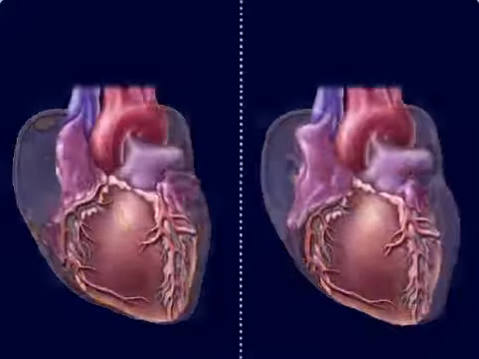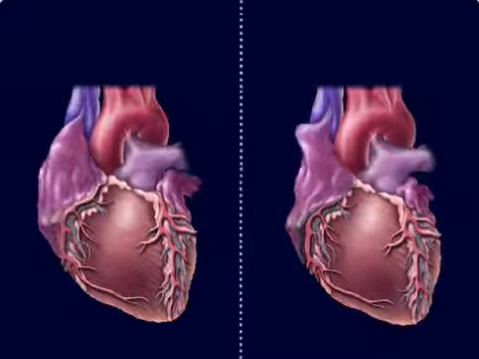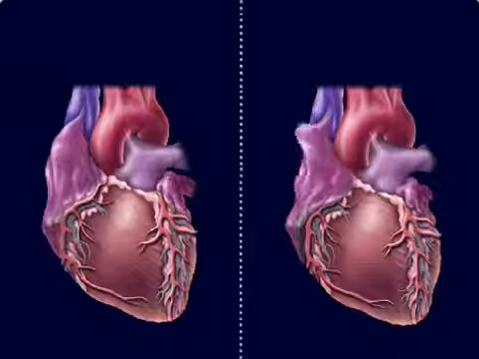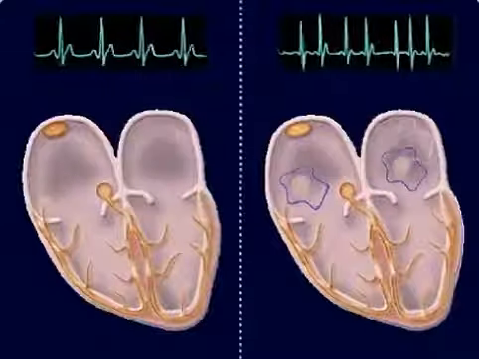An external view shows the regular rhythmic contractions of the normal atria at left, as compared with the irregular, uncoordinated contractions in atrial fibrillation on the right.